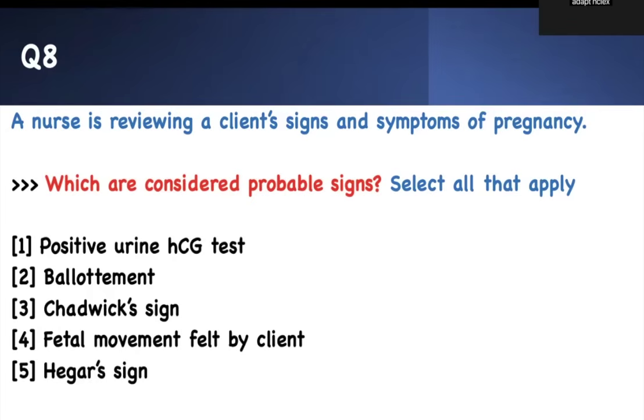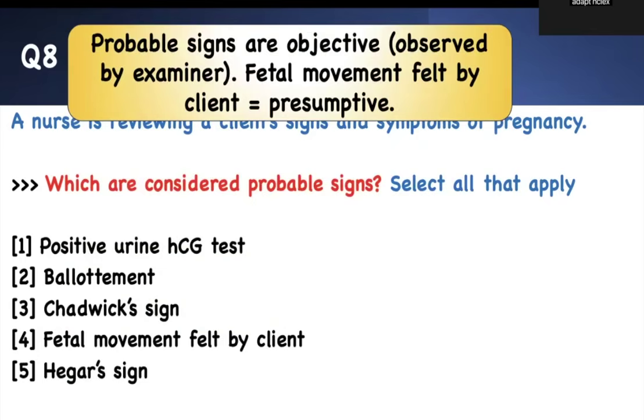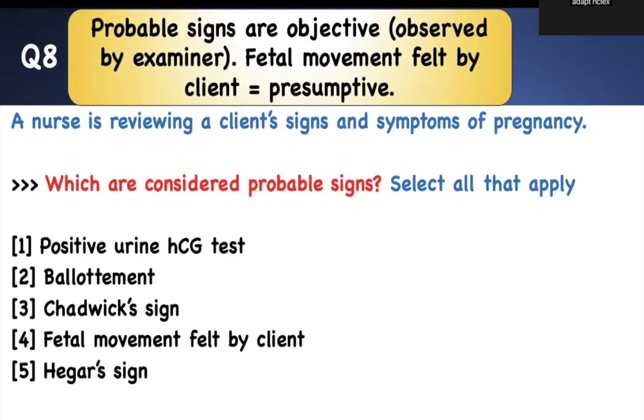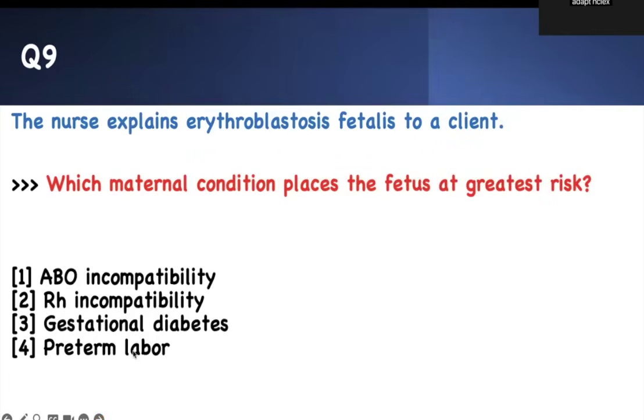Key concept to be able to know what is the difference between positive, probable, and presumptive test. Probable sign, objective. That means observed by the examiner. Fetal movement is felt by the mother. Therefore, you know which are the right answer. It's a select or apply. You don't have to pick everything. Except number 4. Number 4 is not one of them.